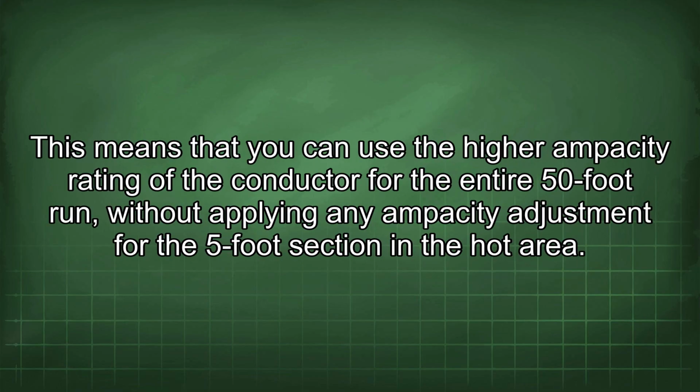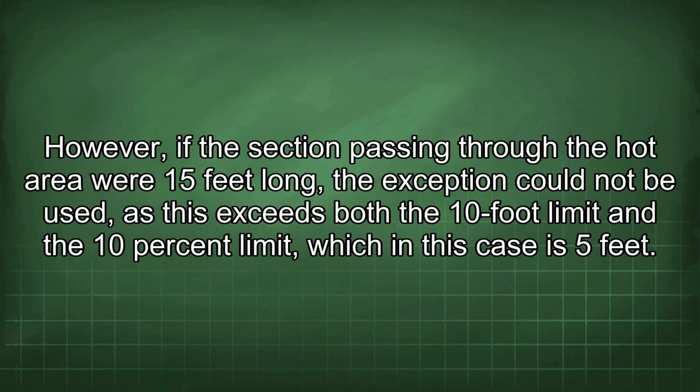This means that you can use the higher ampacity rating of the conductor for the entire 50-foot run without applying any ampacity adjustment for the 5-foot section in the hot area. However, if the section passing through the hot area were 15 feet long, the exception could not be used, as this exceeds both the 10-foot limit and the 10% limit, which in this case is 5 feet.